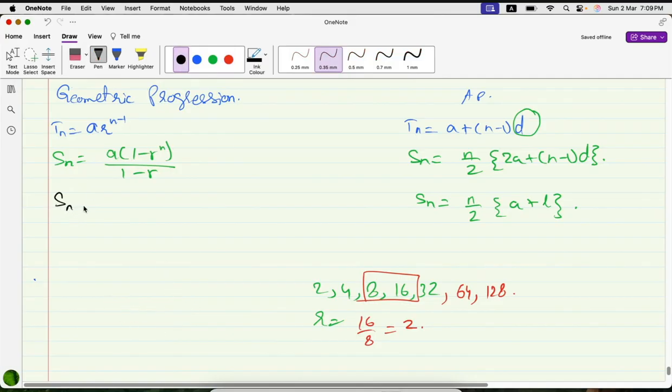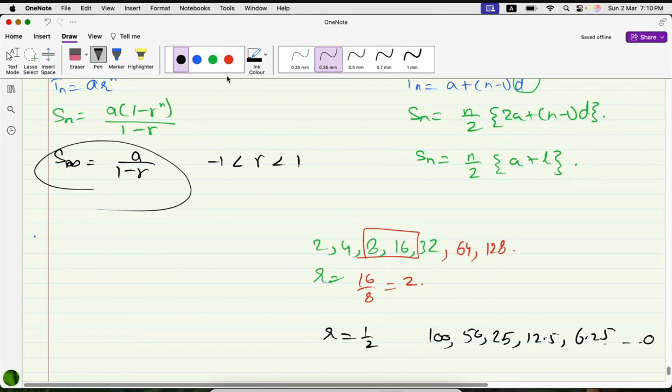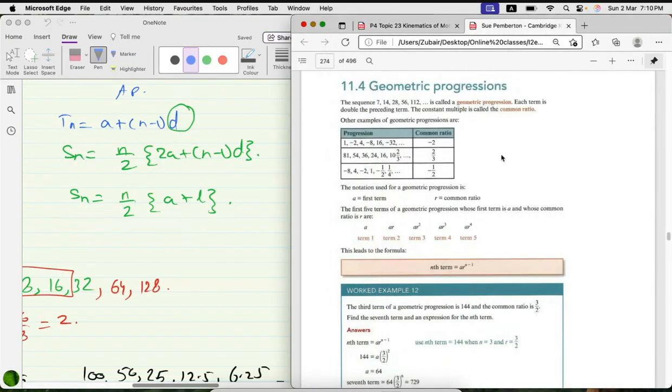And then we'll have sum to infinity. Sum to infinity is a over 1 minus r, and the condition is that r needs to be less than 1 or more than minus 1. Definitely that would mean that it is in decimals. For example, let me say r is equal to 1 by 2 and the term starts from 100. So multiplying 100 with 1 by 2, I'm getting 50, then 25, then 12.5, then 6.25. So this keeps on decreasing and will approach 0, and we can say that we can find sum to infinity. So these are for geometric terms.